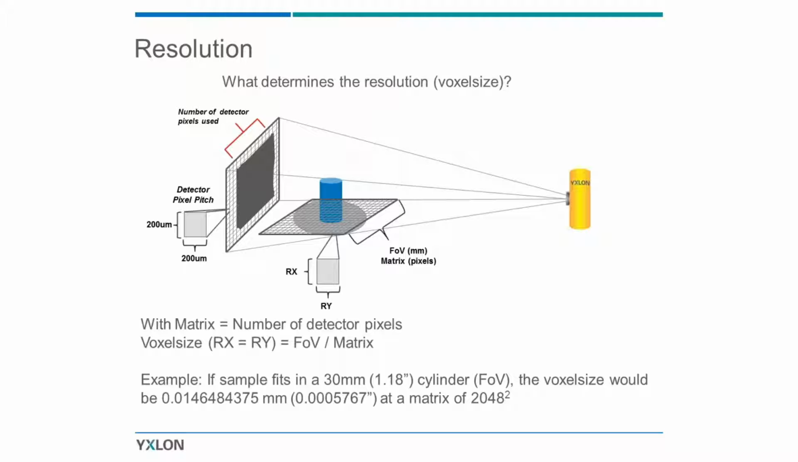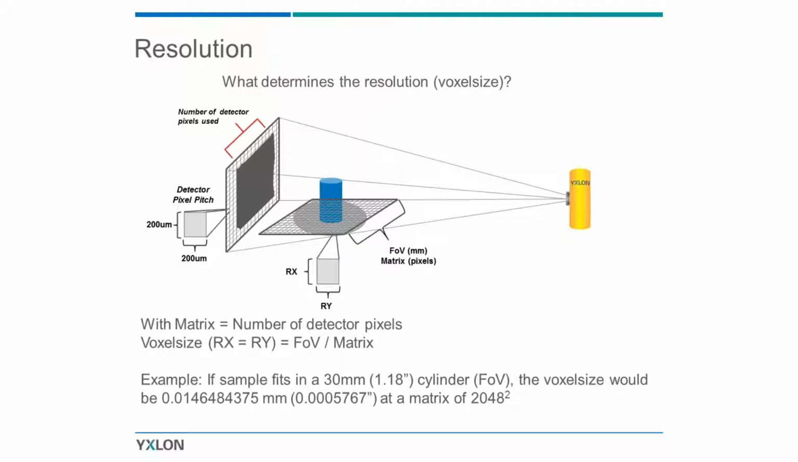You have a sample that has a given diameter. Let's say we have a 30 millimeter sample that fits in a 30 millimeter cylinder. The voxel size would be, if you have a 2000 by 2000 detector, you would also reconstruct, the volume would be 2000 by 2000 by 2000. The voxel size would be about 15 microns. And you can do the math yourself.